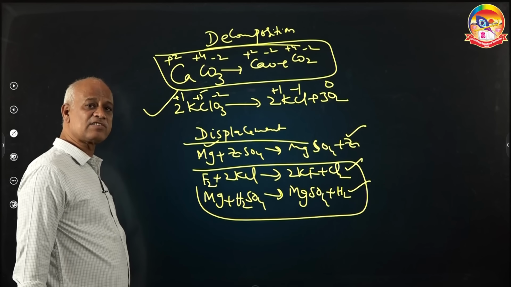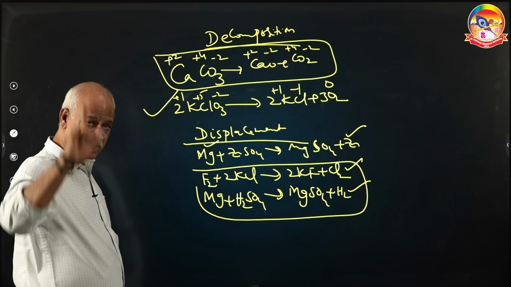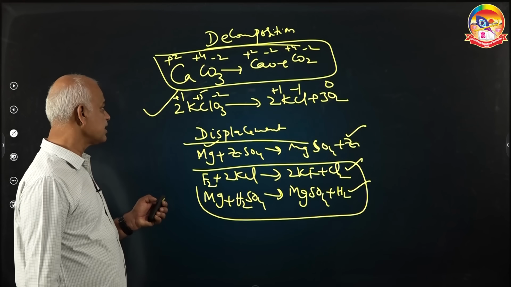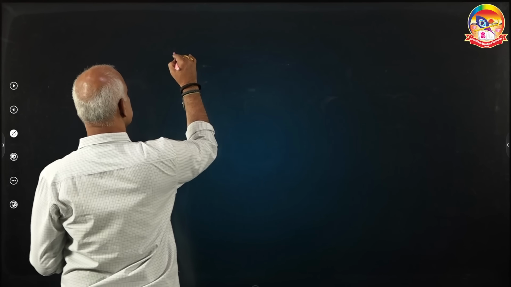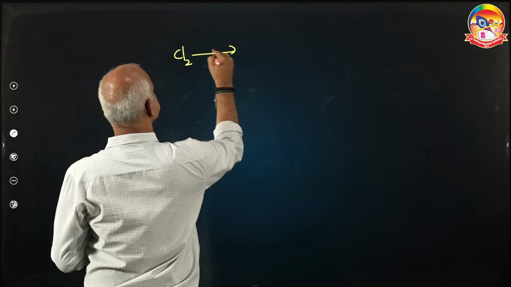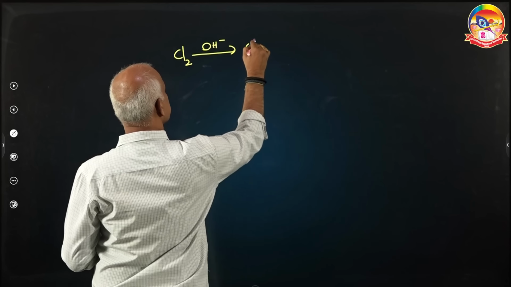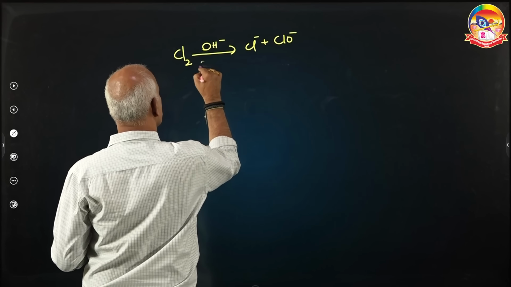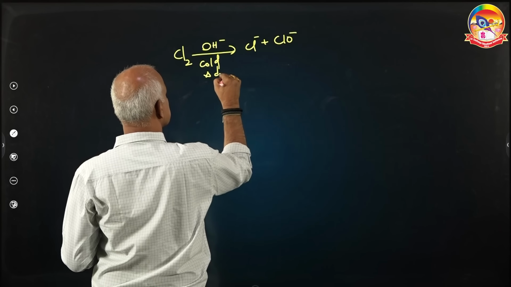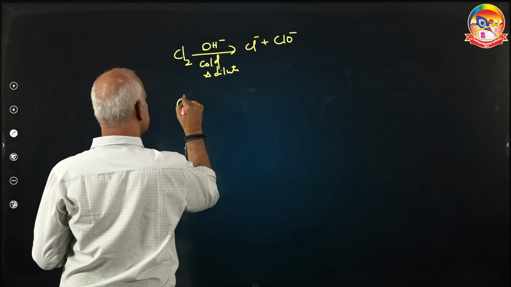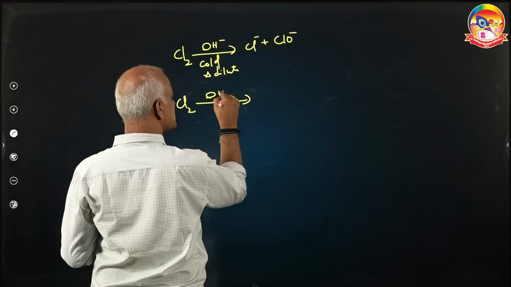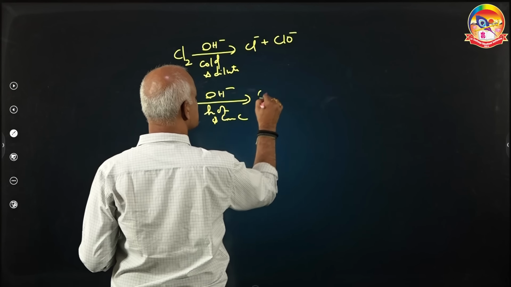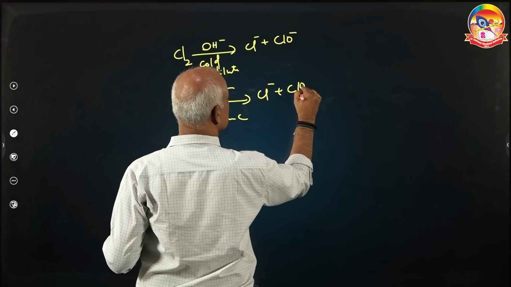These are the various redox reactions that we come across. Now, one or two very important models of redox reactions are these. You check here, Cl2 in basic medium forms Cl-, ClO- when it is in cold and dilute conditions. Suppose the same chlorine in the same basic medium under hot and concentrated conditions gives Cl- plus ClO3-.